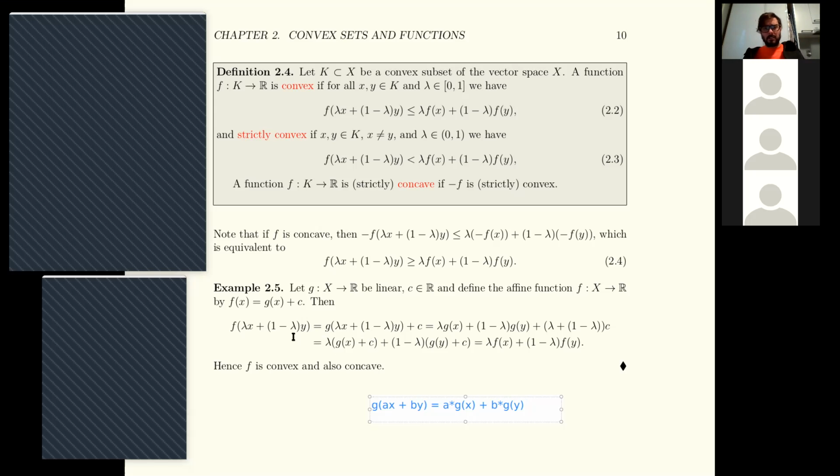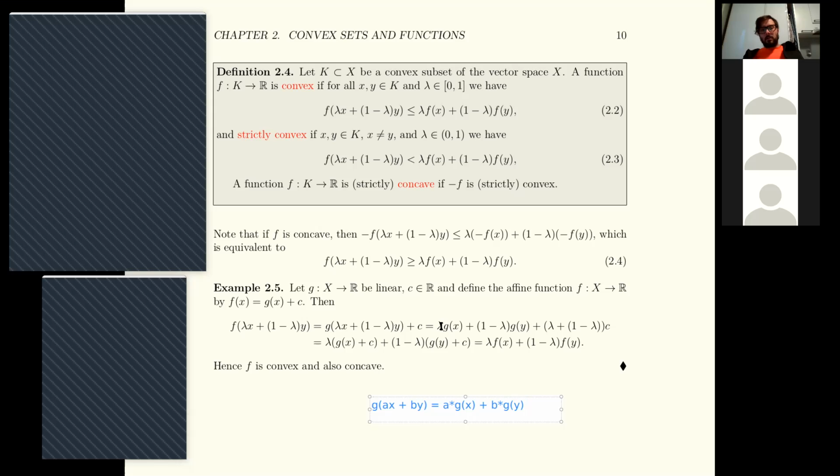Well, the proof is fairly simple. We take f of this convex combination. By the way, we say this lambda times x plus 1 minus lambda times y, we call this a convex combination of x and y if lambda is between 0 and 1. Then we can calculate the value. It's g of that convex combination plus c.